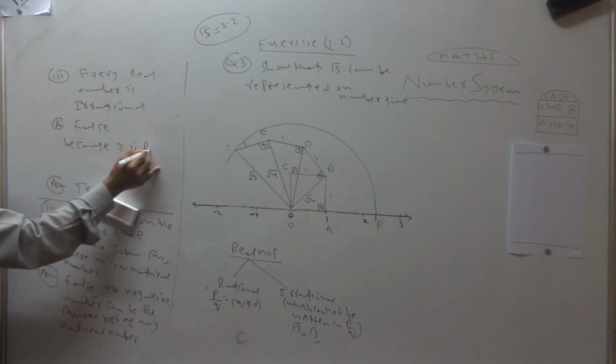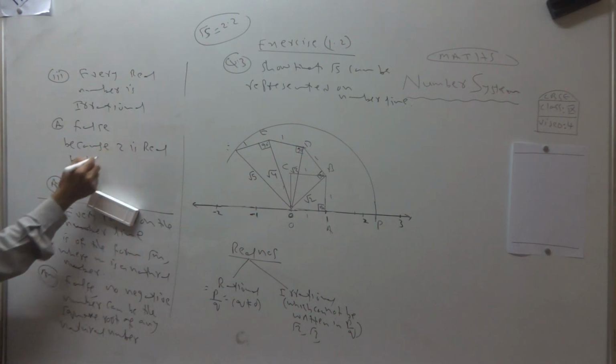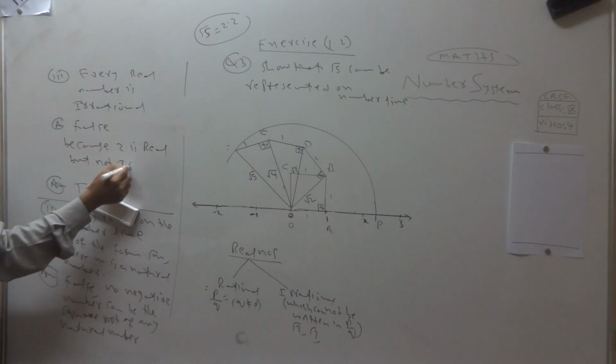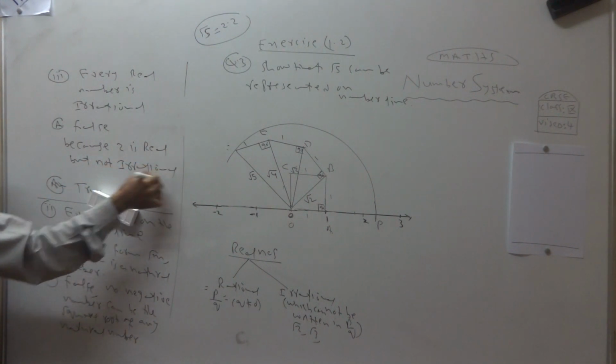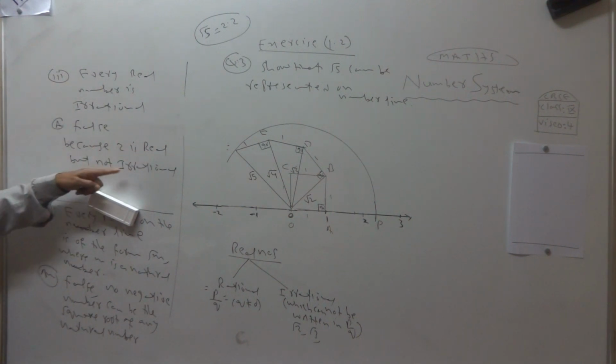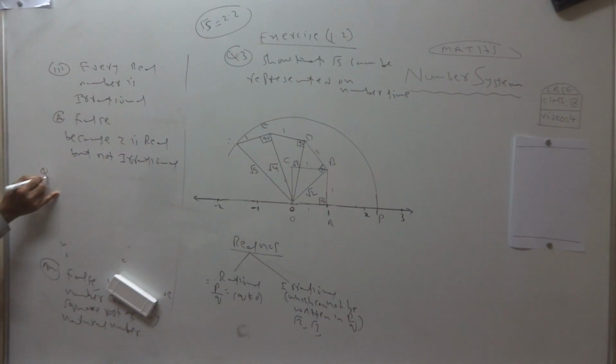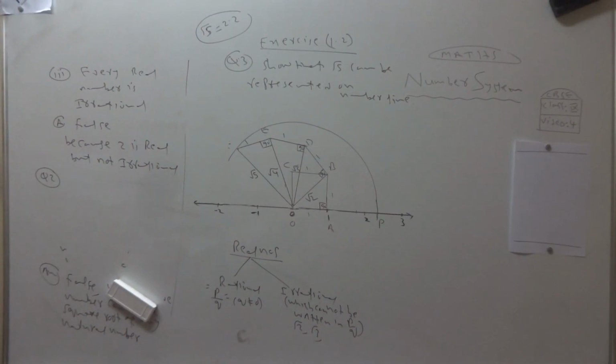Because 2 is real but not irrational. Isn't it? Because 2 is a rational number. So every real number is irrational is meaningless, wrong, false, because 2 is real but not irrational. Okay.